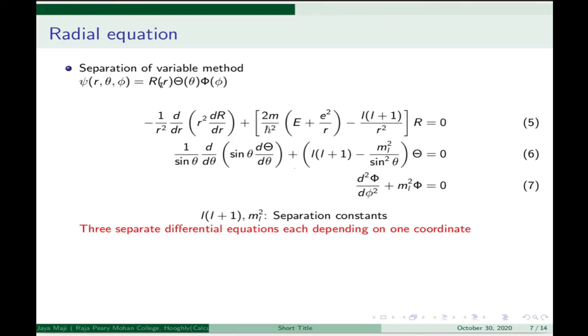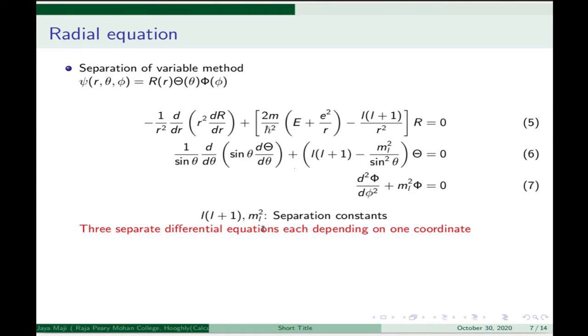So with this we can split the single differential equation, that is the Schrödinger equation, into these three equations. This first equation is the radial equation, the other two are the azimuthal equations, and we see the two different constant terms here. One is L into L plus 1, another one is ml square.